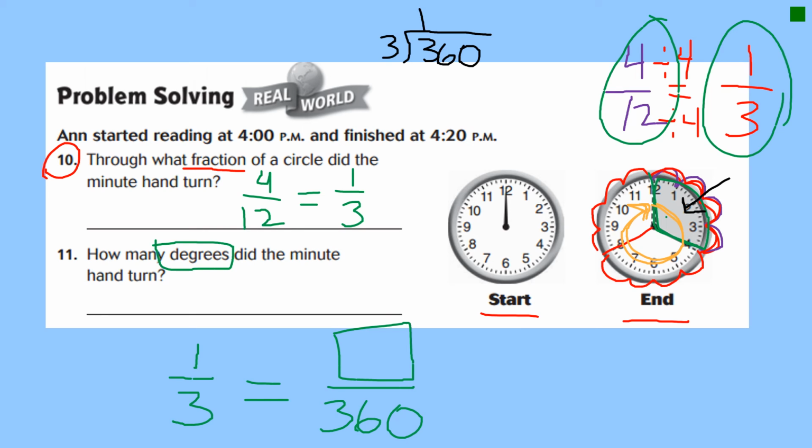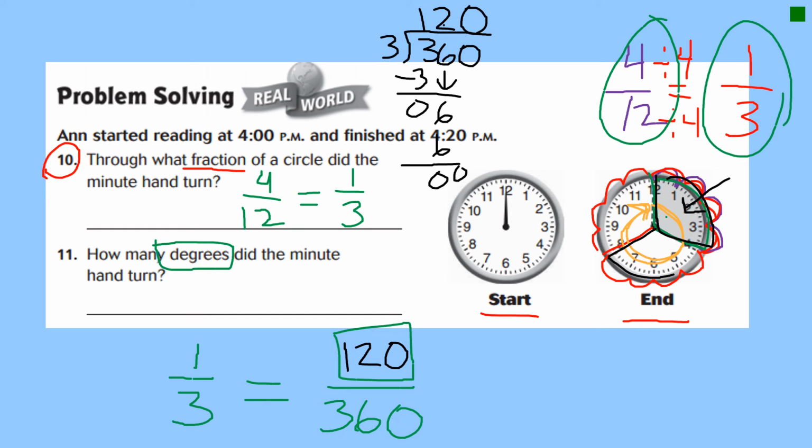3 into 3 once. 1 times 3 is 3. Subtract. Bring down the 6. 3 into 6 2 times. 2 times 3 is 6. Oh, sorry about that. 0. Bring down the 0. 3 into 0. Can't do it. So we have to put a 0 up there in the quotient. So each of those thirds is 120 degrees. This is 120. This is 120.